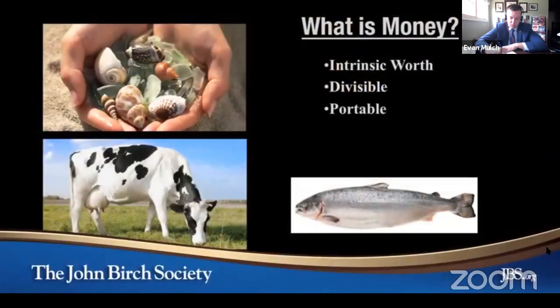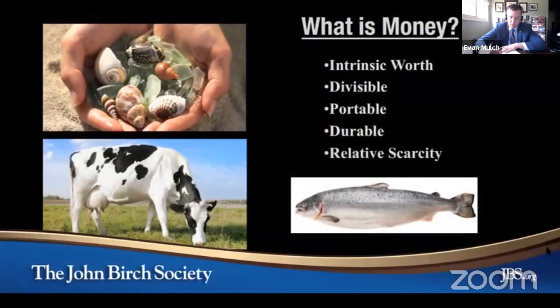The next one, portable. It's very helpful to be able to bring your money with you to the marketplace. And if it's very heavy or voluminous, that makes it more difficult. Durability. The shells, for example, fail in that regard. You don't want to put one of those in your pocket for fear you might lean against it or sit on it. And then lastly is relative scarcity.